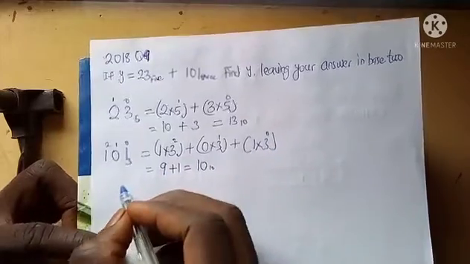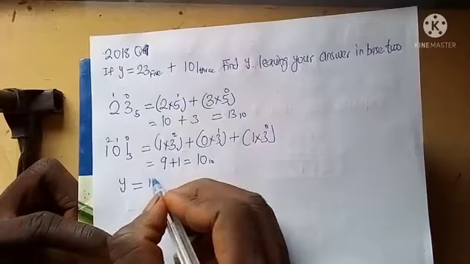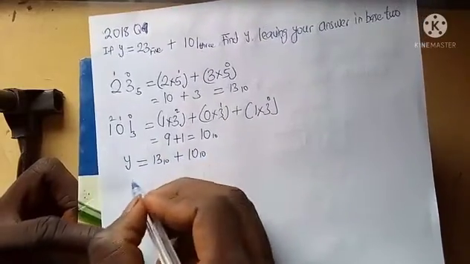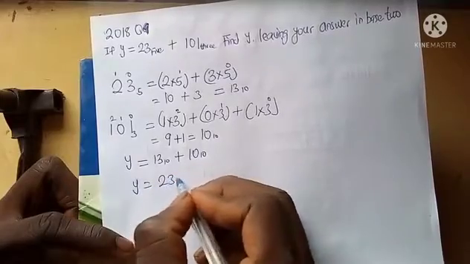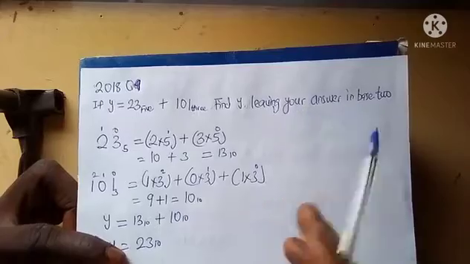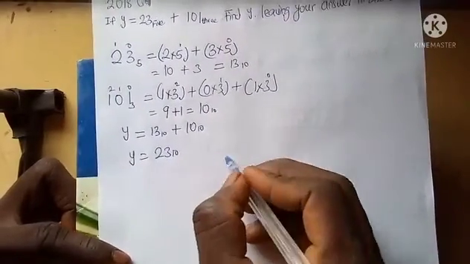Base 10. So what we are going to do is y is equal to 13 base 10 plus 10 base 10. So y is equal to 23 base 10. And the question is leaving your answer in base 2. So this is base 10. You are going to convert to base 2.